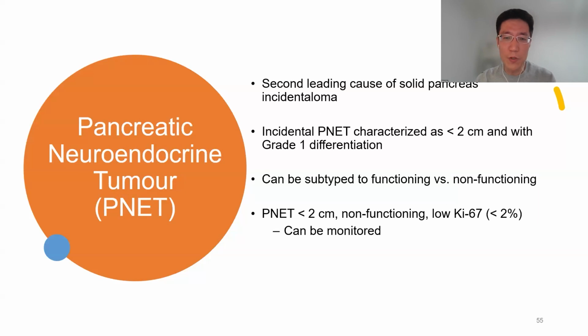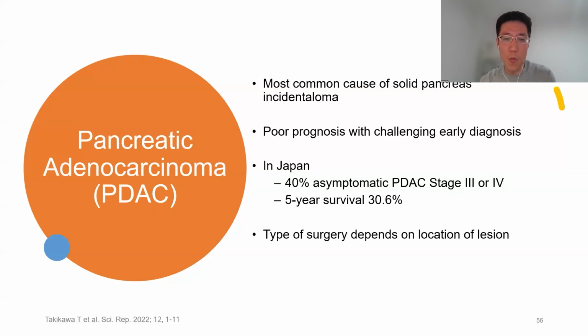The next solid lesion that we will talk about is pancreatic neuroendocrine tumor. It is the second leading cause of solid lesions in the pancreas. Incidental lesions are characterized as being less than 2 centimeters and with a grade 1 differentiation. So that's what they call a truly incidental pancreatic neuroendocrine tumor, and they can be functioning or non-functioning. And to be honest, if you have a less than 2 centimeter lesion, non-functioning and low Ki67, which is a marker of cellular activity, so it's not very active, these can actually be monitored, and we can just repeat scanning and reassure the patient.